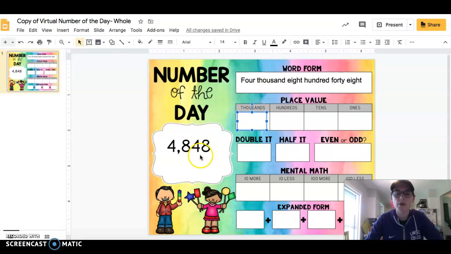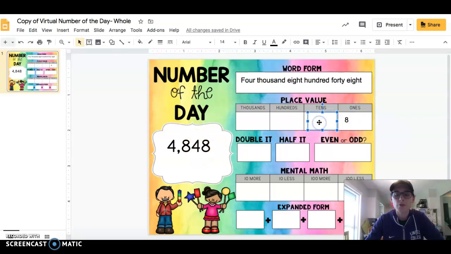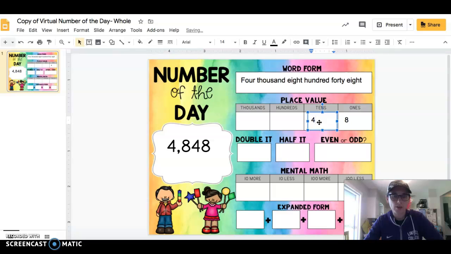The ones place value in this number is 8. So I'm going to click in this box, and I have 8 ones. So I'm going to click 8. Then I'm going to go back and look at the place value of the 4 here, and that is the tens place value. So I'm going to say that I have 4 tens.